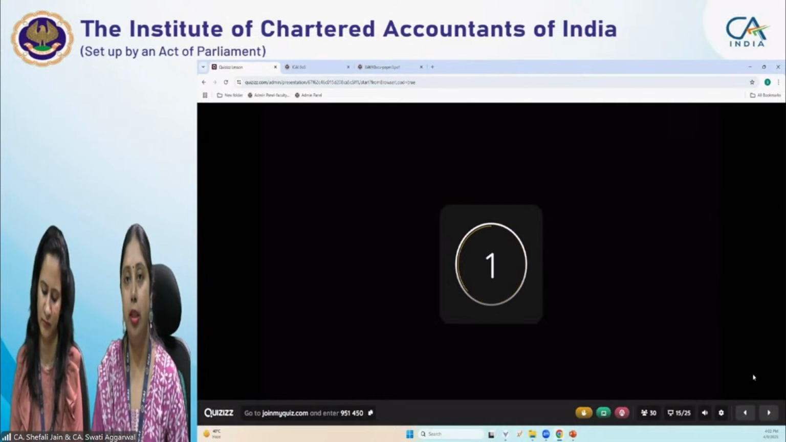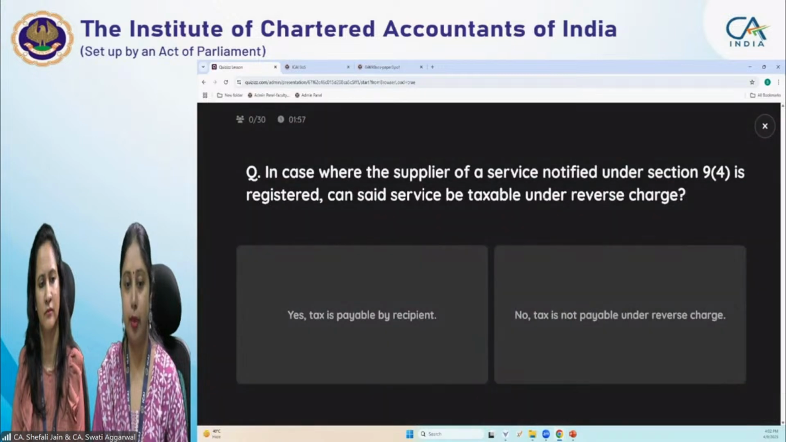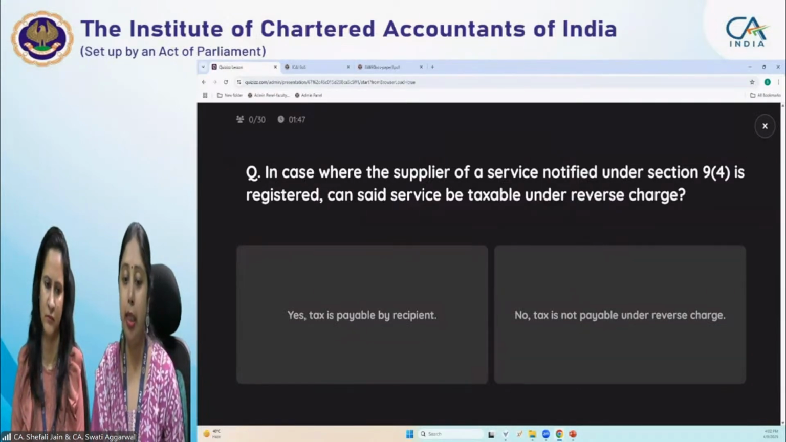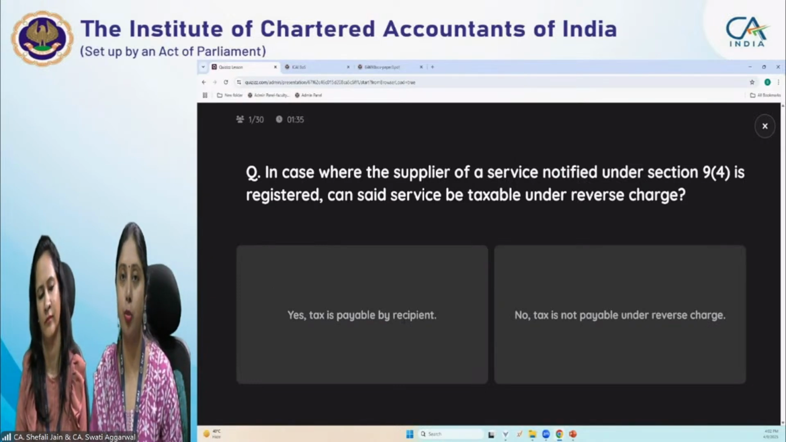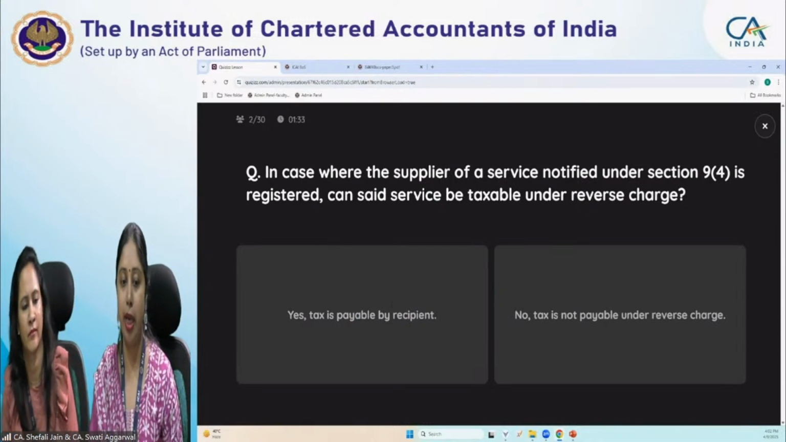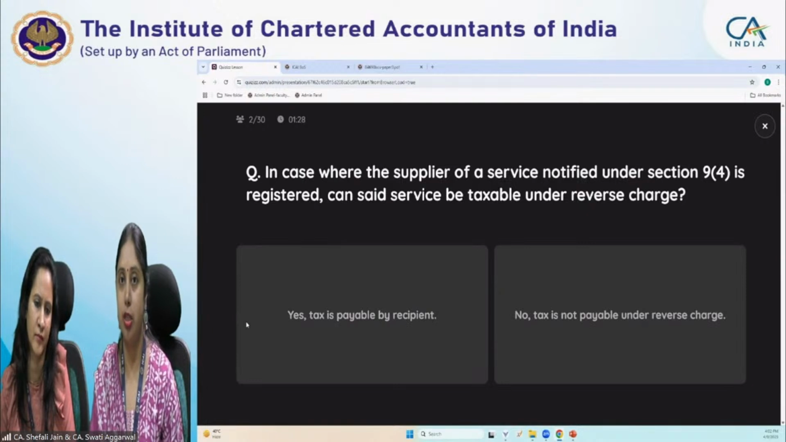Next question, again, it's a conceptual question which is coming on your screen. So we'll give you a bit lesser time for this question. Though we have allocated 2 minutes, we'll try to wind it up early, because this is again a conceptual question. In case where the supplier of a service notified under section 9(4) is registered, can said service be taxable under reverse charge? First option is yes, tax is payable by the recipient in case your supplier is registered. Option B says no, tax is not payable under reverse charge. Again, a conceptual question.